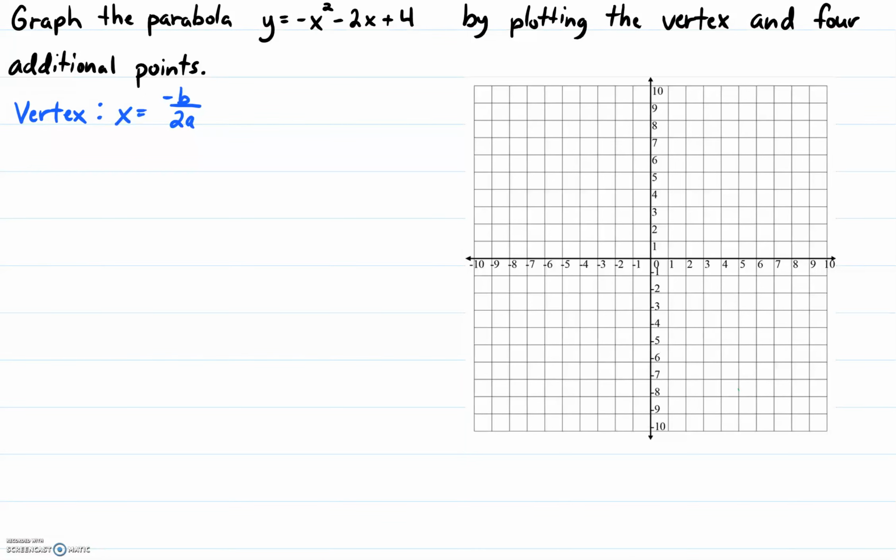In this video, we're going to graph the parabola given by the equation y is equal to negative x squared minus 2x plus 4, and we're going to do this by plotting the vertex first and then finding 4 additional points, 2 to the left of the vertex and 2 to the right. Then we're going to connect those dots.